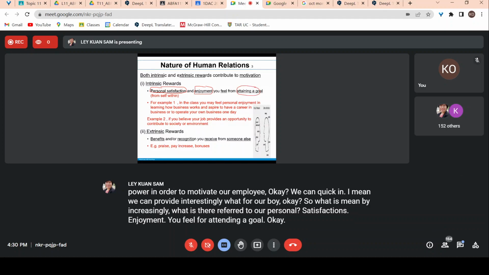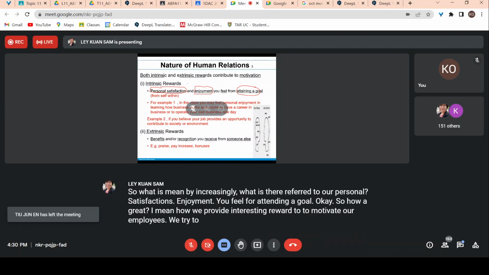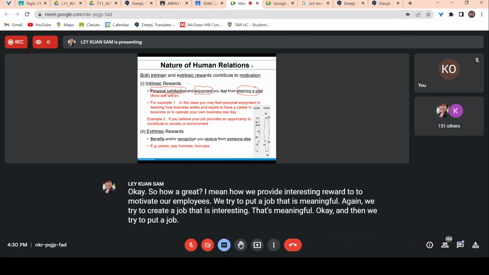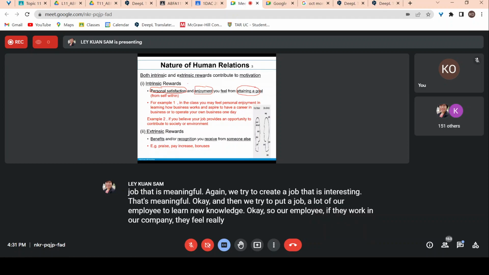So how do we provide intrinsic reward to motivate our employees? We try to give a job that is meaningful, interesting, and meaningful. And we try to give a job that allows our employees to learn new knowledge. So if they work in our company, they will feel very enjoyment. They enjoy the job.